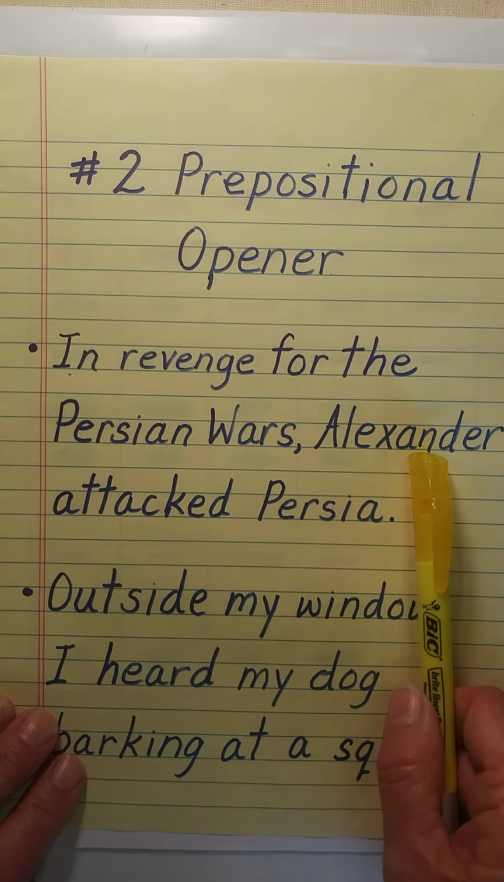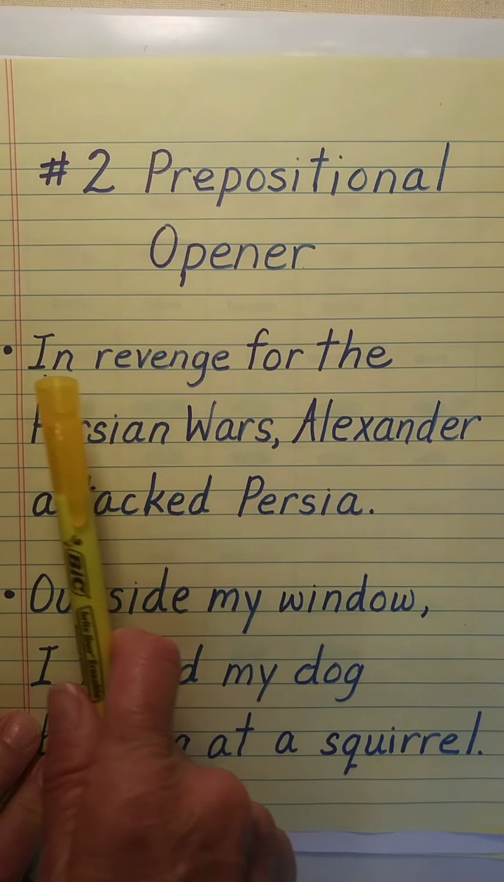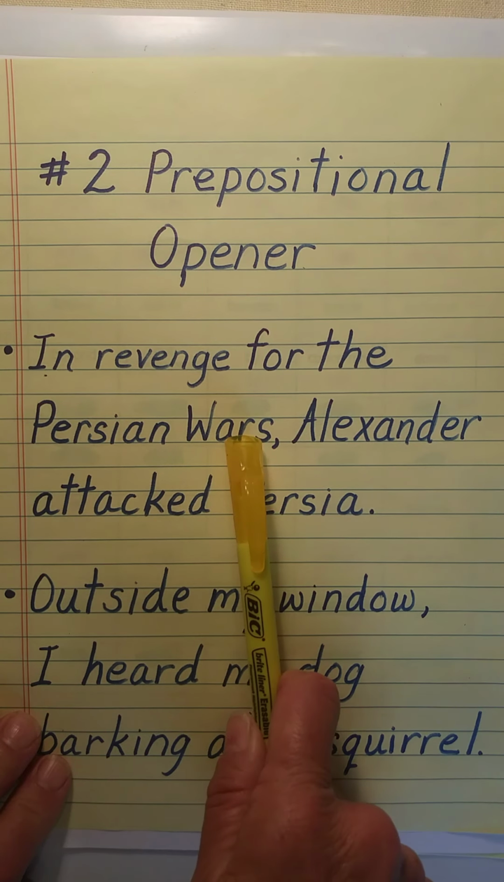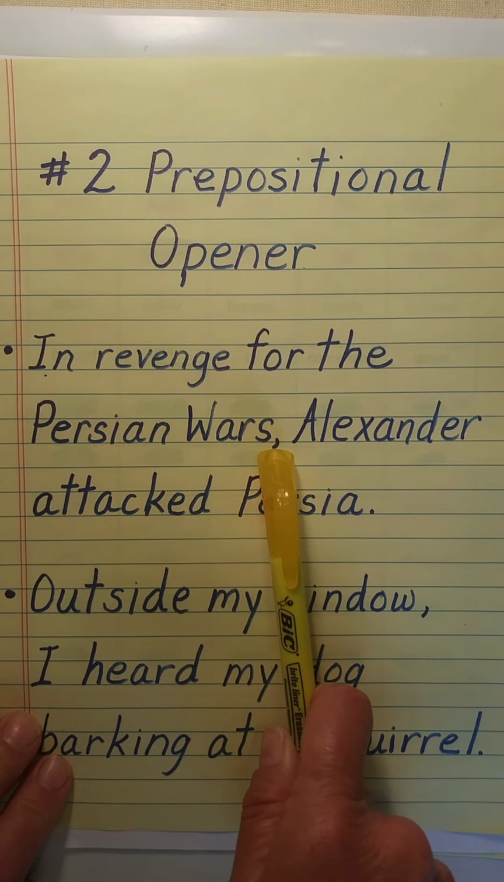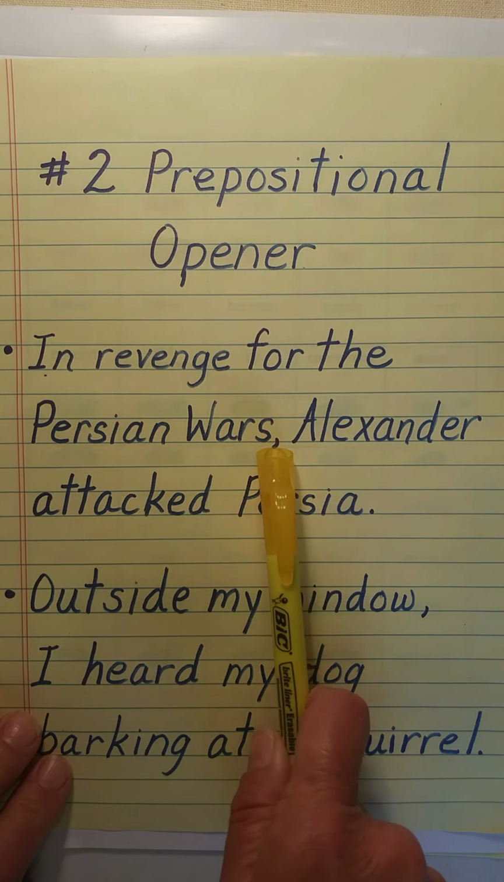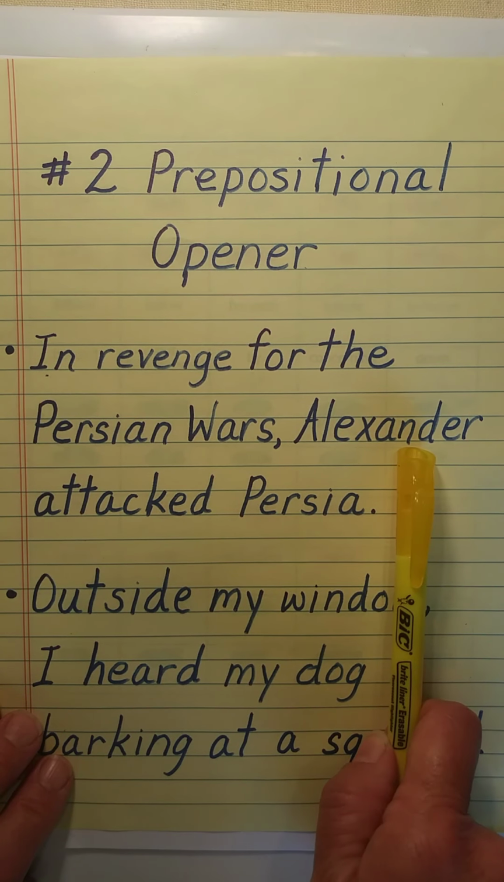And this is talking, of course, about Alexander the Great. In revenge for the Persian Wars is the prepositional opener. And you have to have a comma after the prepositional opener. Okay? In revenge for the Persian Wars, comma, Alexander attacked Persia.